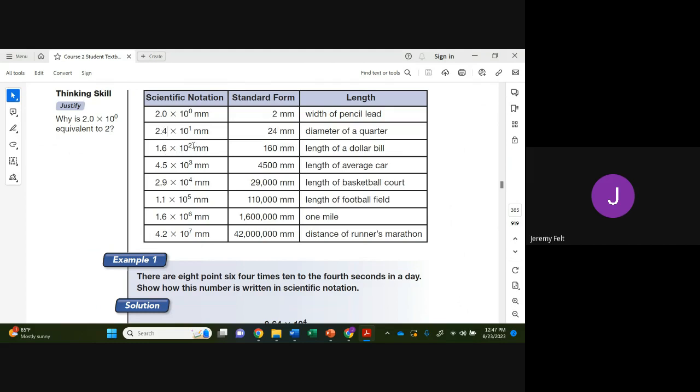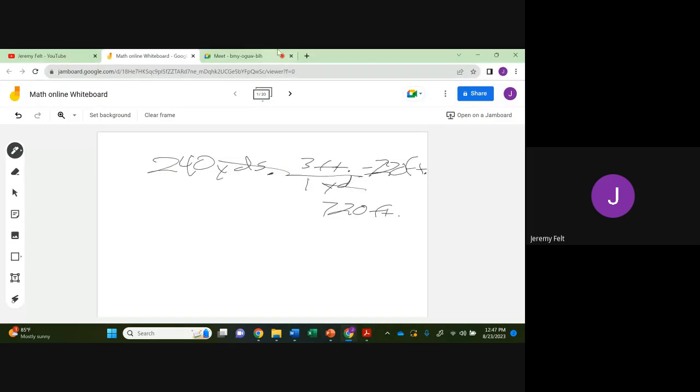Okay, 1.6 times 10 to the power of 2, so that would mean I move the decimal 2 places to the right to give me 160. 4.5 times 10 to the power of 3, well, I move it 3 times to the right, which is 4,500.